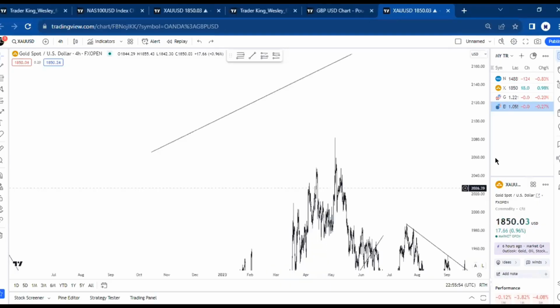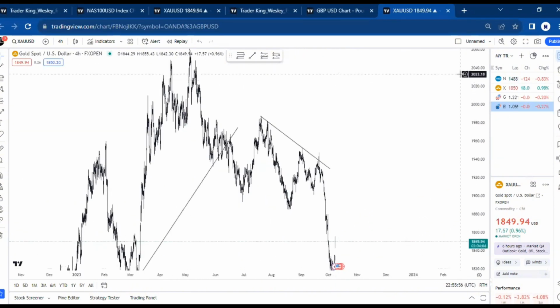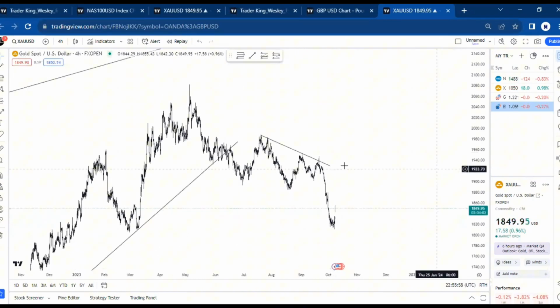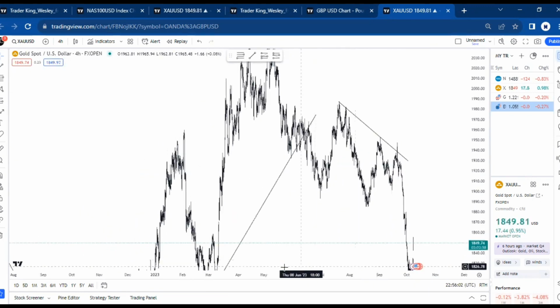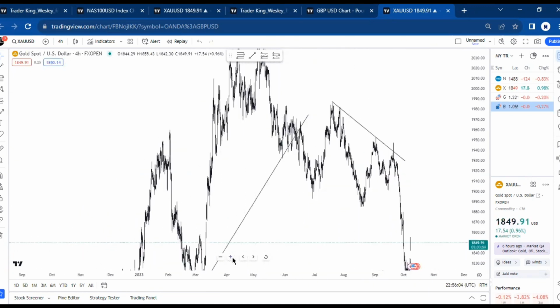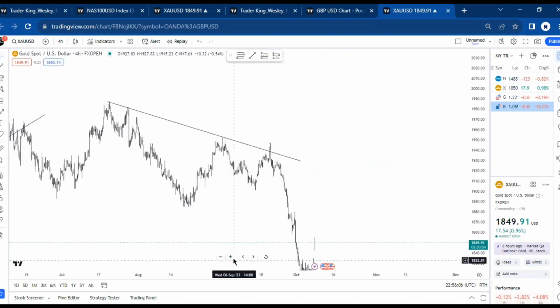So let's jump into the charts and look at some real life examples. I've already outlined some trend lines. In this case, this happens to be a downtrend.